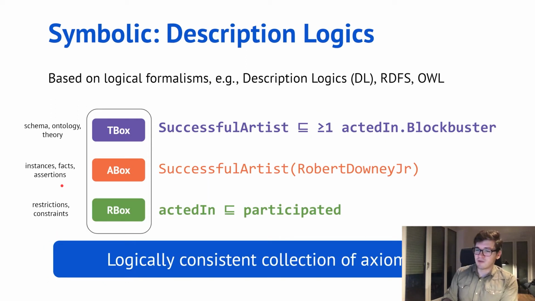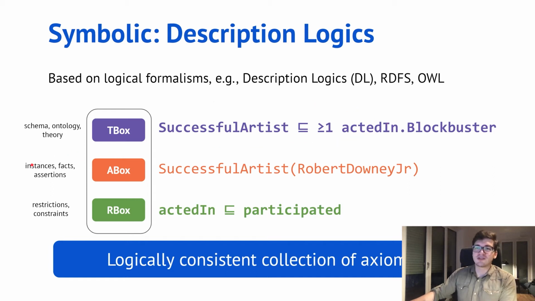There is a higher level of complexity, I would say. The next level of representation, which is a rigid logical background, comes from description logics and standards like RDFS or OWL. Those provide semantics for our knowledge graphs, and there are several levels. The big one, the most abstract one, is called the T-box, or theory, ontology, schema. It defines axioms about classes. For instance, a successful artist is somebody who acted in at least one blockbuster movie.